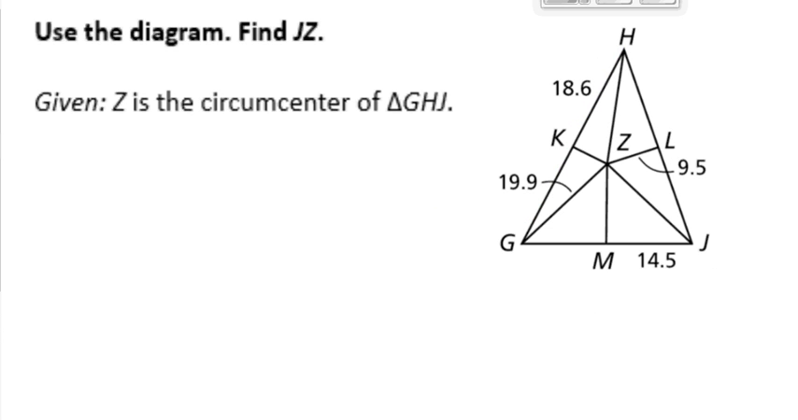Use the diagram to find JZ. All right, JZ is here, which is the distance from the circumcenter to the angle vertices. So I think this is the one where I'm going to actually use the 19.9, because if this one is 19.9, then JZ also has to be, oops, not 19.2, 19.9.